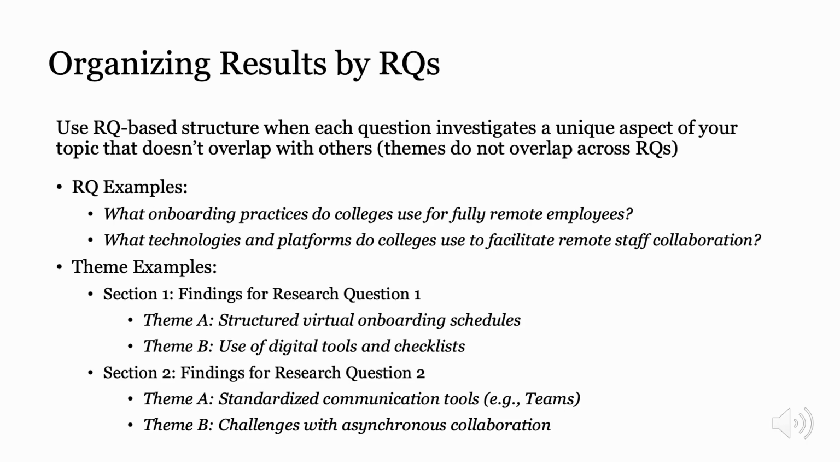Presenting results by research questions is appropriate when each research question examines a unique aspect of the topic and when themes do not overlap across questions. In this approach, findings are presented by research question and main themes are presented within each section. Please pause the video to read the presented example and see how the two research questions are answered by presenting themes that emerged from each.